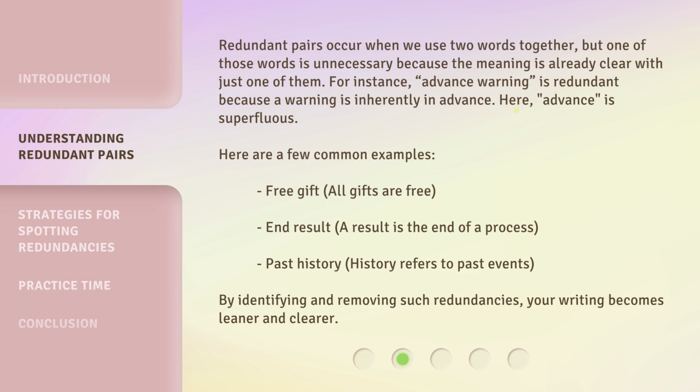Free gift. All gifts are free. End result. A result is the end of a process. Past history. History refers to past events. By identifying and removing such redundancies, your writing becomes leaner and clearer.